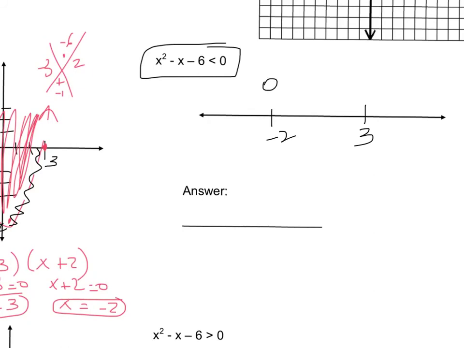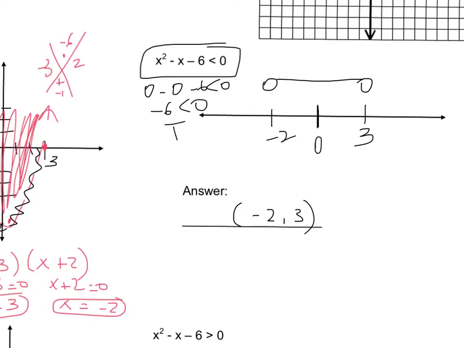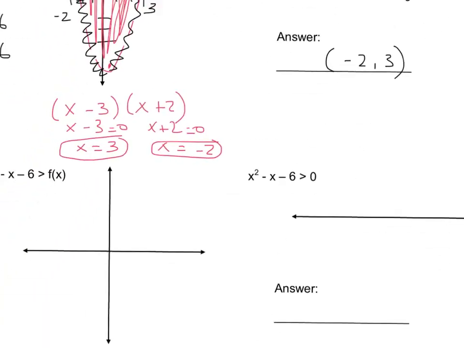Since it's just smaller, so open circles, and you take this. So basically, it's the interval between negative 2 and 3. It's any point between them. What you can do is take a point like 0 and plug it in, and you check if it's a true statement or not. So negative 6 is smaller than 0. It is a true statement. So anything in between those two points, negative 2 and 3, that would be your interval. This would be your solution.